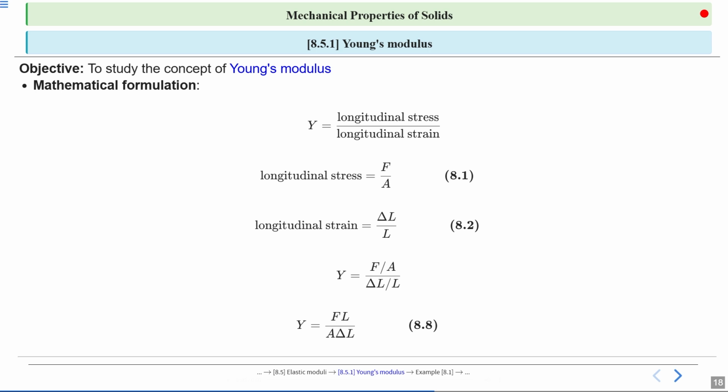By rearranging the formula, we get Y equal to force into L divided by area into delta L. This is a very useful form because it tells us how to calculate Young's modulus if we know the force, original length, area, and change in length. Remember, the SI unit for Young's modulus is the Pascal, just like pressure.